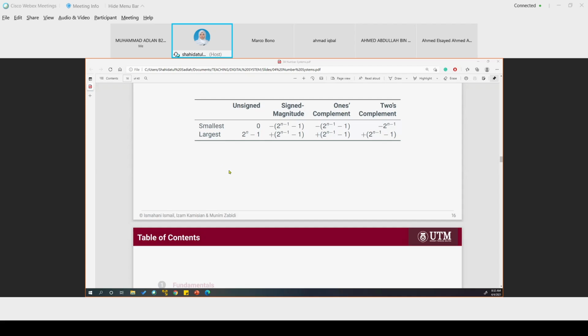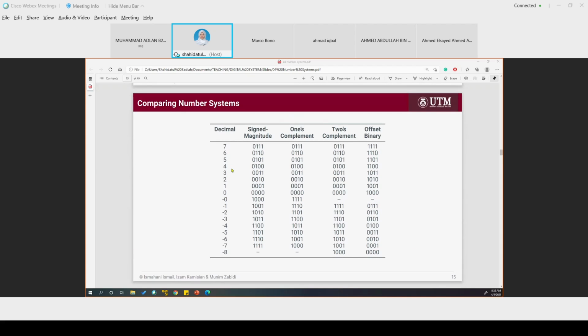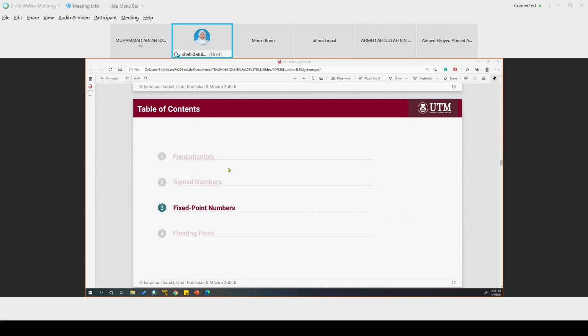Okay, so in the last class, we talked about how to represent negative numbers. And in this lesson, we're going to talk about fixed point numbers and also floating point numbers. In these subtopics, when we talk about negative numbers, we are using the 2's complement representation.